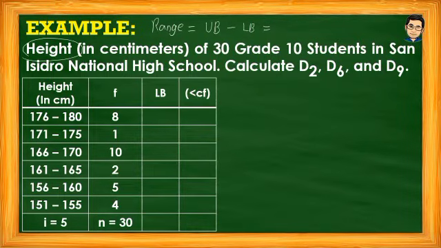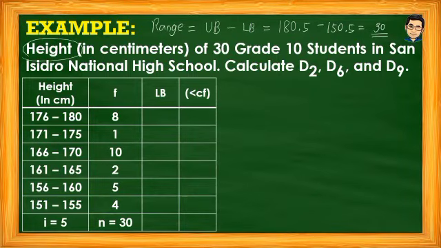Okay, so yung upper boundary natin dito is 180.5. So, mag-a-add tayo ng 0.5 sa 180. And then, yung lower boundary naman natin, magsusubtract tayo ng 0.5 dun sa 151. And that is 150.5. So, kapag sinubtract natin yon, difference that we will be getting is 30. So, ibig sabihin yung range natin is 30.